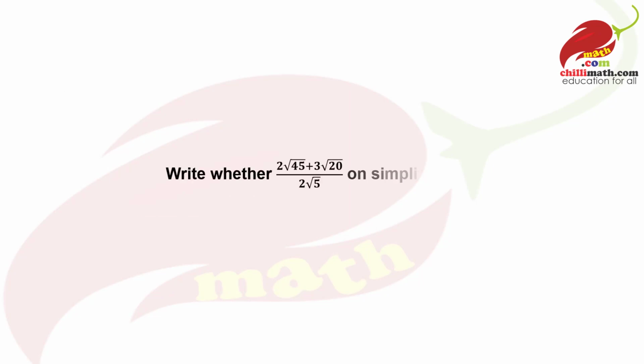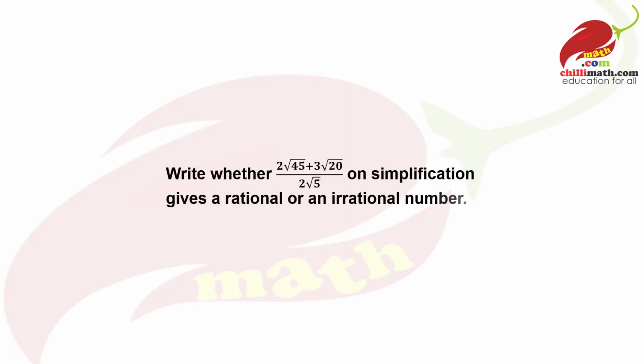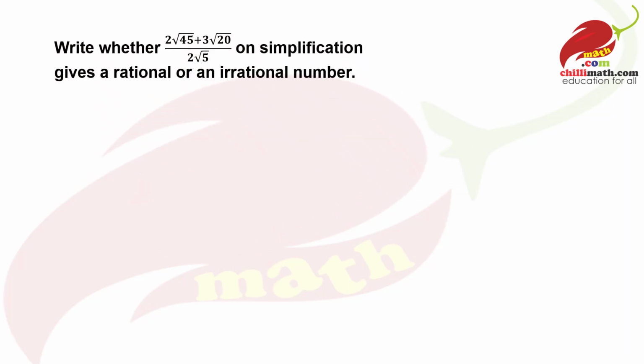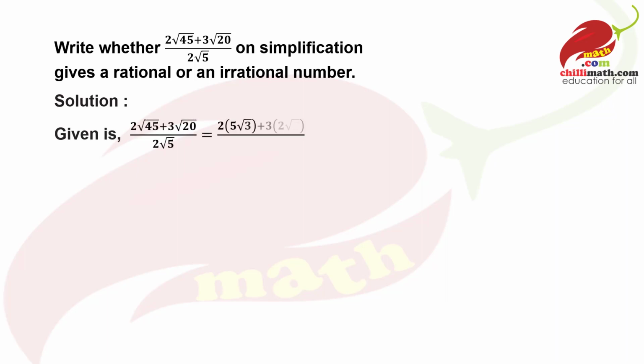Write whether (2 square root of 45 plus 3 square root of 20) divided by 2 square root of 5, on simplification, gives a rational or an irrational number. Solution. Given is (2 square root of 45 plus 3 square root of 20) divided by 2 square root of 5, which is equal to (2 into 3 square root of 5 plus 3 into 2 square root of 5) divided by 2 square root of 5, which is equal to (6 square root of 5 plus 6 square root of 5) divided by 2 square root of 5.